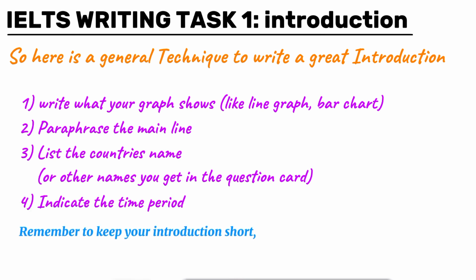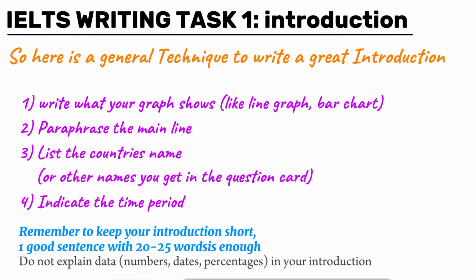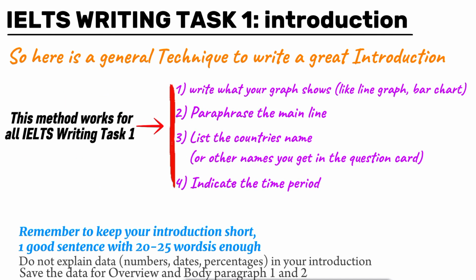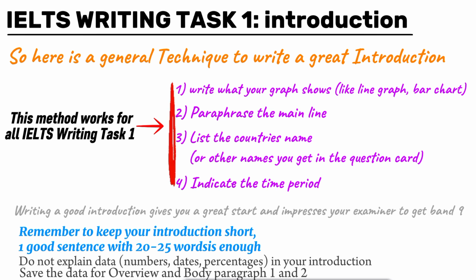Remember to keep your introduction short. Your introduction should only be one sentence with 20 to 25 words. Do not explain data here. Save that for the overview and body paragraphs. It doesn't matter whether you're describing a graph or a diagram. This technique works for all IELTS writing task 1 questions. And I can say that writing a good introduction is very important because it starts the whole essay and gives an examiner the first impression about your writing skills, so we will make sure that you excel in it.